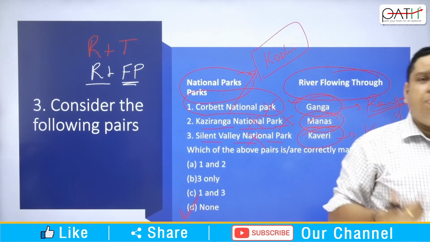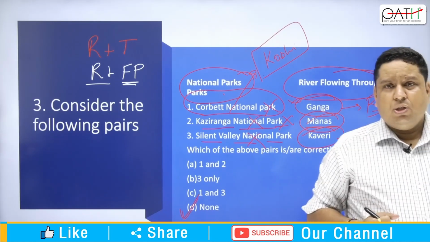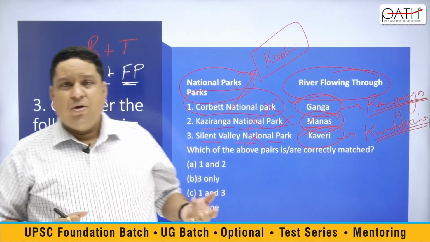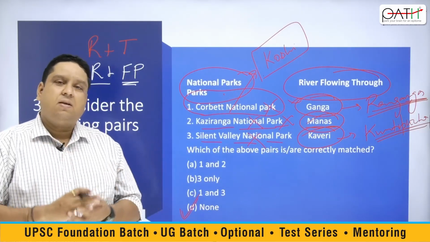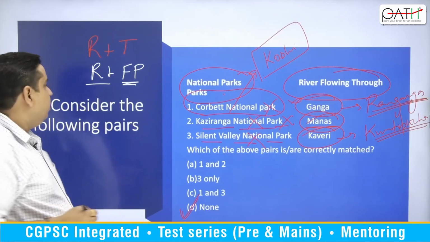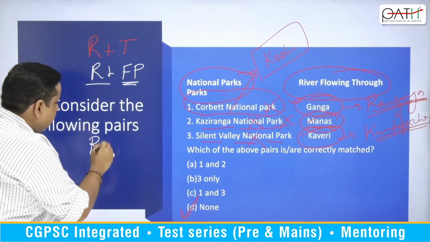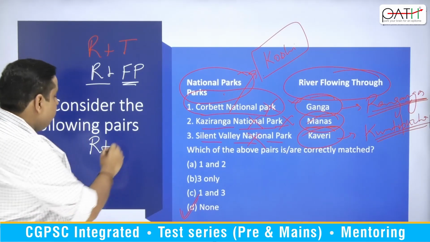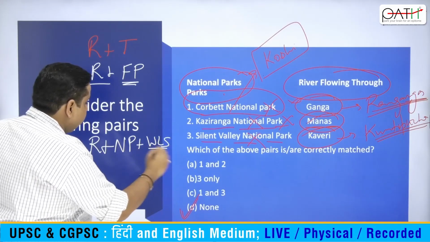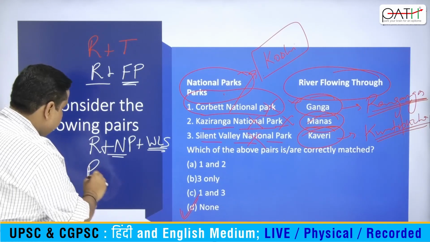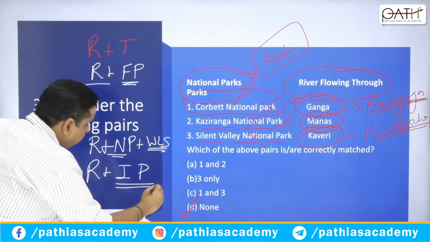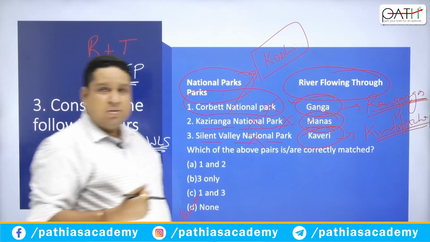For example, Ujjain. So Ujjain is a very famous place. Mahakal temple is there. It is located on the bank of Shipra River, and Shipra River is the tributary of Chambal River. So basically, river plus famous places. Similarly, another dimension can be river plus national park or wildlife sanctuary. Then river plus important projects, I'm writing here IP.